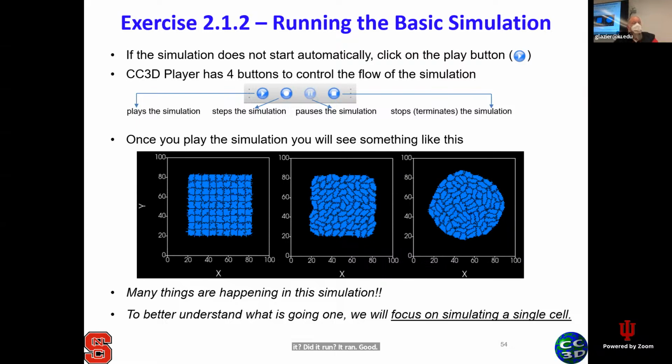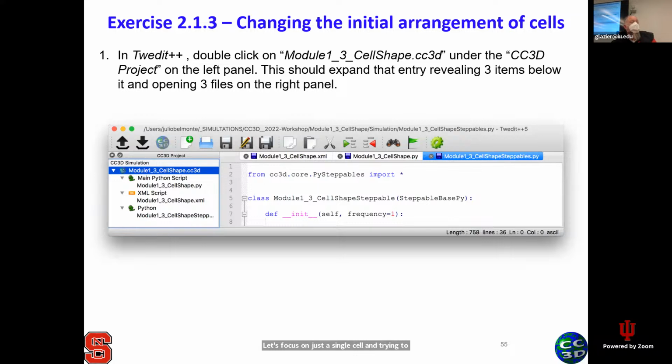That's good. Okay. A lot of things are happening in the simulation. Let's focus on just a single cell and trying to understand what it does. So we're going to now work on editing the simulation. And to do that, we need to launch Twedit.